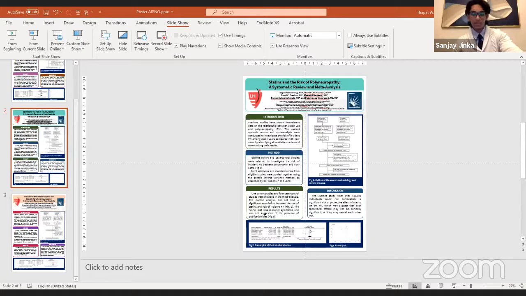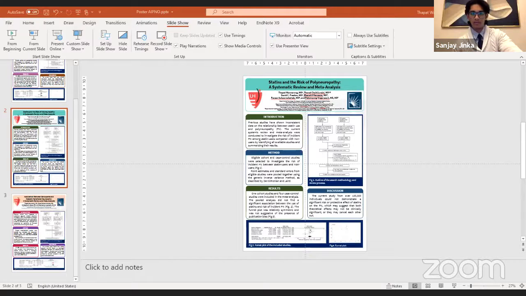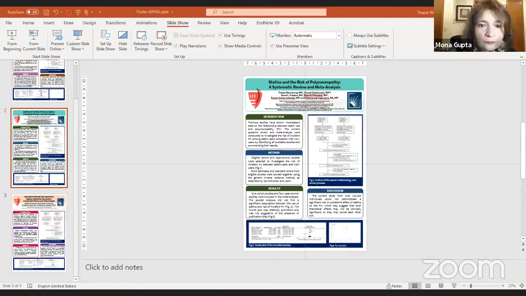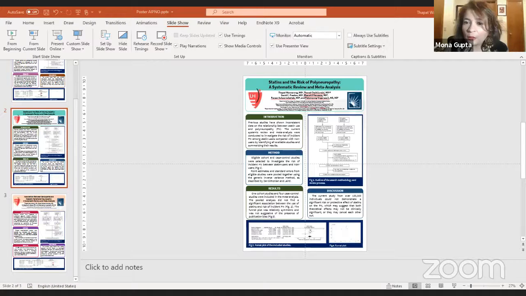Hi, let me screen share here. Yes, Sanjay, is this your screen? Is it the orange at the top? Statins? Is it good? No, that's not your screen. I think that's Thaput's screen. I think he needs to stop screen sharing. Thaput, can you please stop screen sharing? Okay. Sanjay, you're on now.